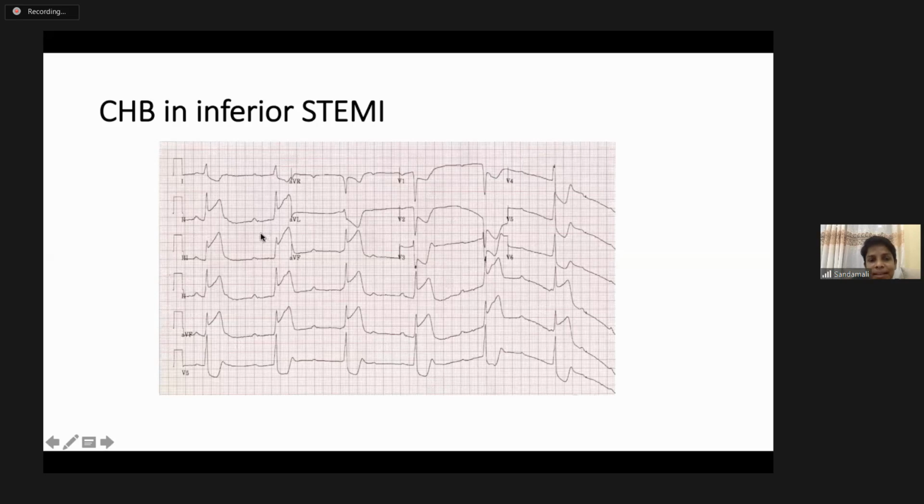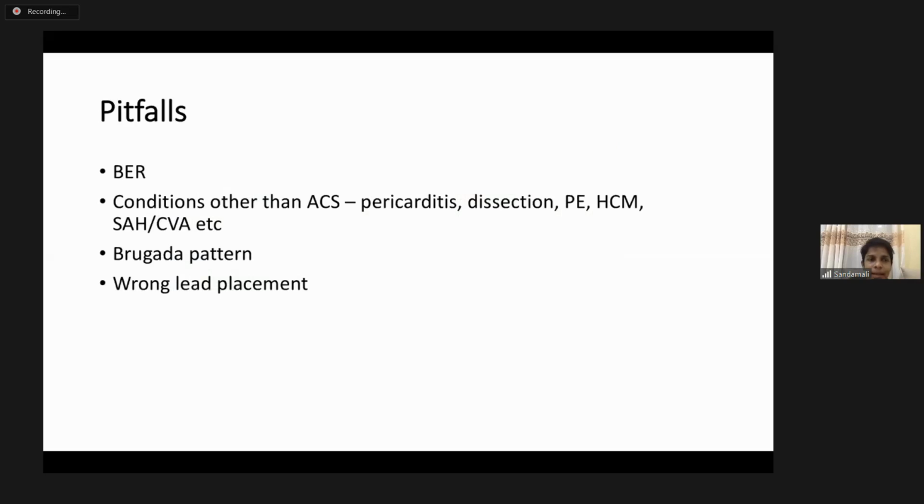Actually, I just wanted to show this ECG because when patients present with complete heart block, we just pay attention to that only. We can ignore this. We might not see this ST elevation in inferior leads. So it is important to look at the ECG if a patient has complete heart block to make sure that it's not due to inferior STEMI.